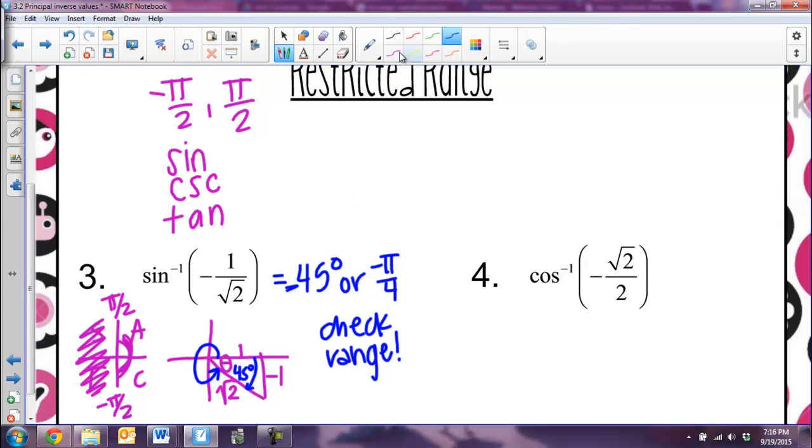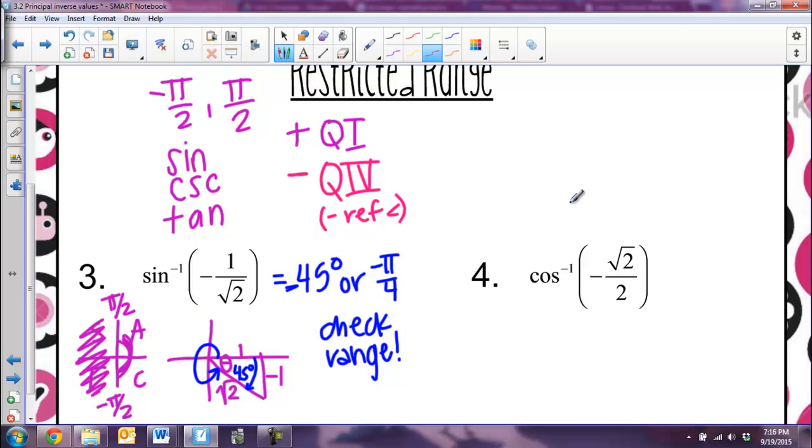So just kind of as an overview, if you have sine, cosecant, or tangent, and they give you a positive value to find the inverse trig value of, you're going to put your triangle in quadrant 1. If you have sine, cosecant, tangent, and they give you a negative value in here, you're going to put your angle in quadrant 4 and look for that reference angle, and it's always going to be the negative reference angle.